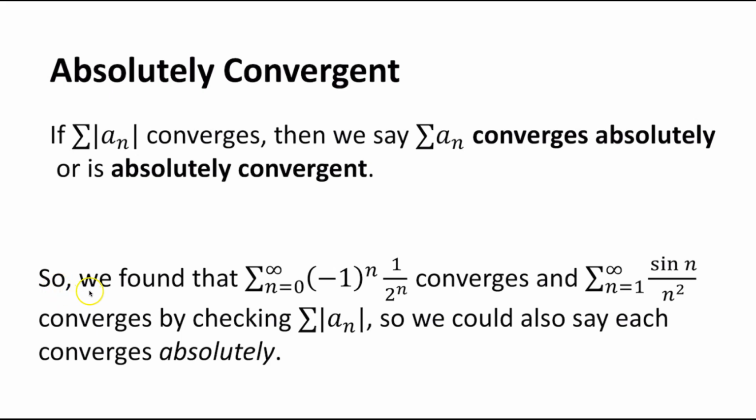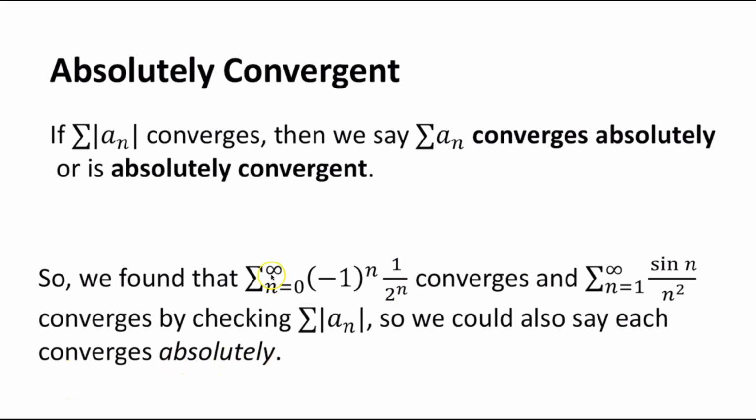So in the last two examples, we found that the sum of n equals 0 to infinity of -1 to the n times 1 over 2 to the n converges, and the sum of n equals 1 to infinity of sine n over n squared converges. But we did that by checking the sum of the absolute value of a sub n. So because we found that they converge by looking at the sum of the absolute value of a sub n converging, we could also say each converges absolutely.